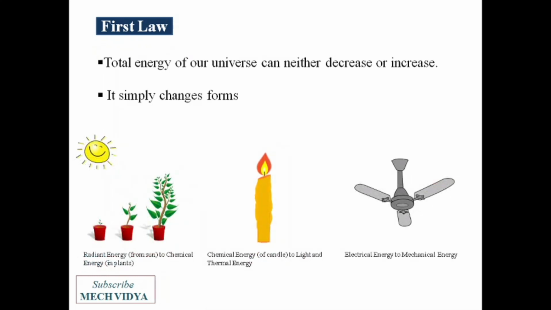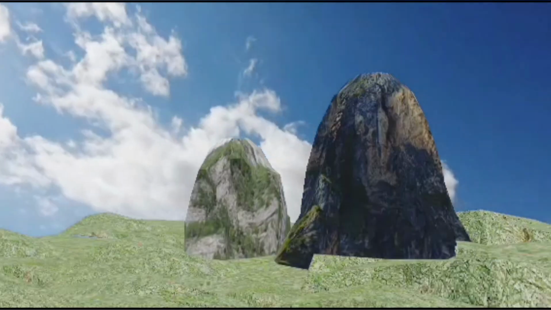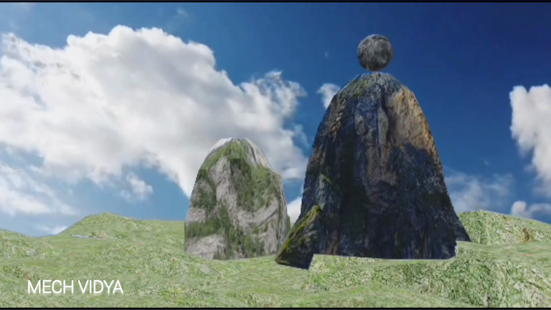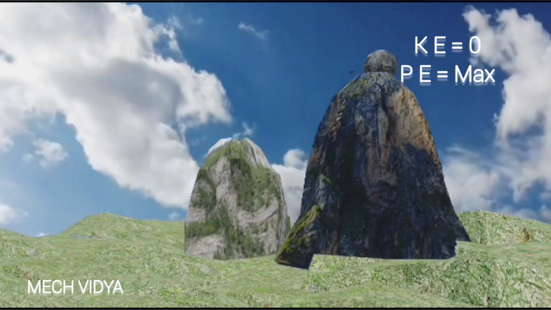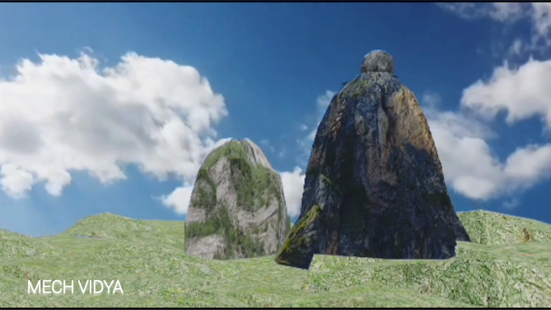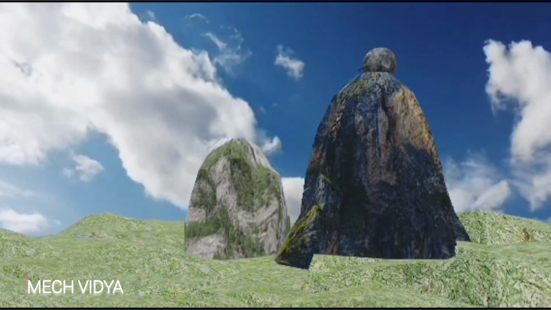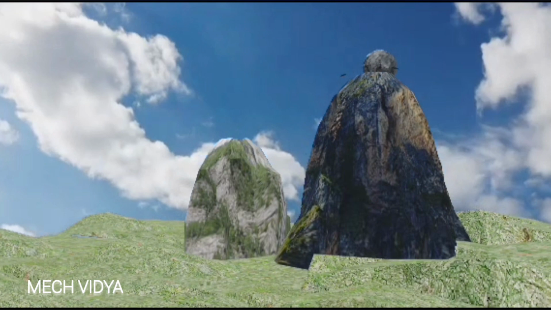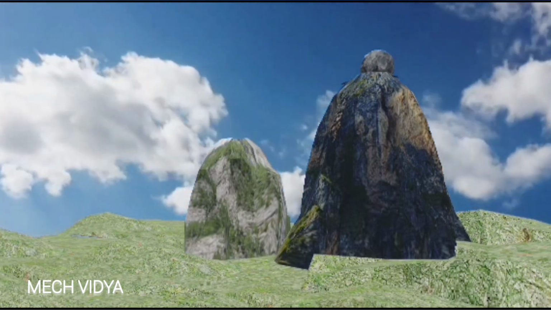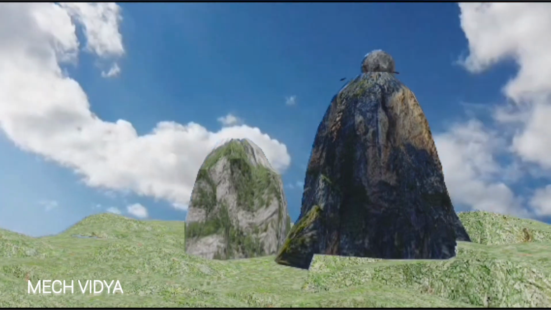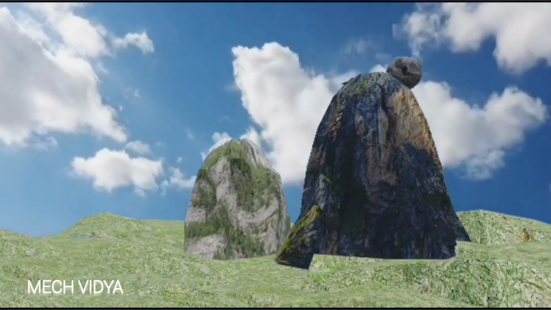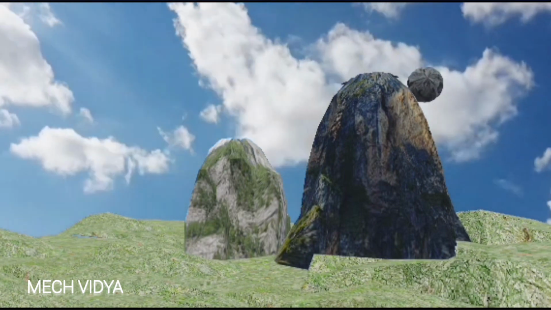Let us understand this with an example. Suppose a piece of stone is kept at the peak of a hill. At this point, its kinetic energy is zero and the potential energy is maximum. Now, if the stone starts falling, then due to the pull of gravity, it will start gaining kinetic energy. Where is this kinetic energy coming from? It is actually the transformation of potential energy into kinetic energy. The total energy, however, is still the same.